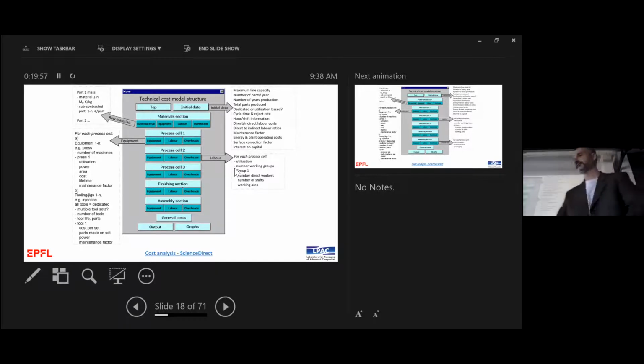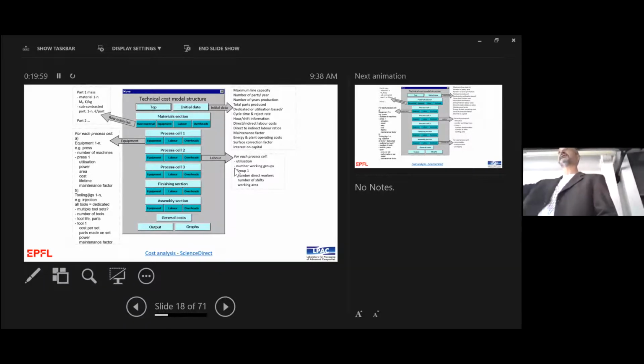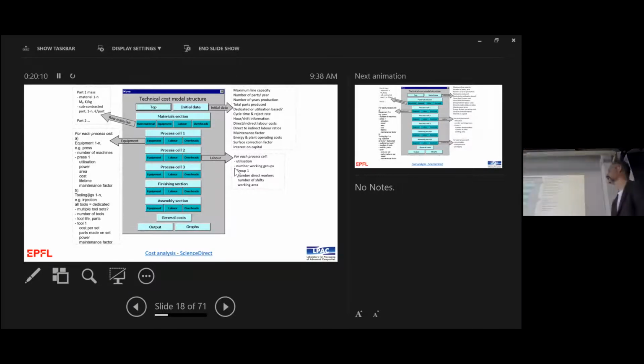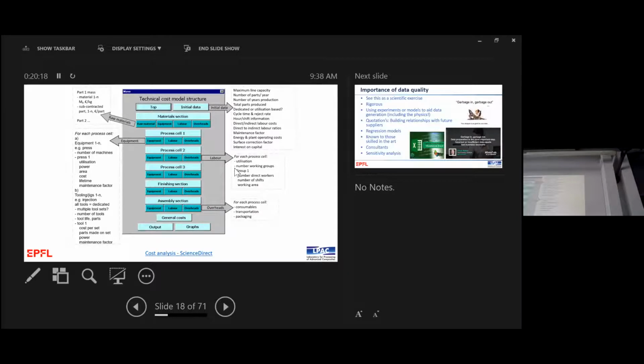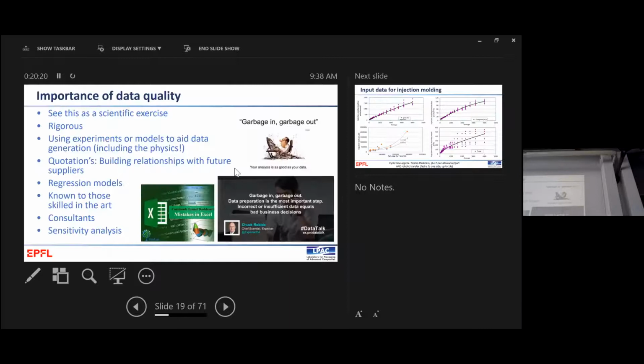So if I'm buying a molding tool to make a seat, I can't use the same molding tool to make a car door. Okay, that always has to be amortized just across the seats that you're making. Whereas the machine, we'll see later, can be treated differently. You need your labor, how many shifts you're running in the factory. So all these things go into your cost model.